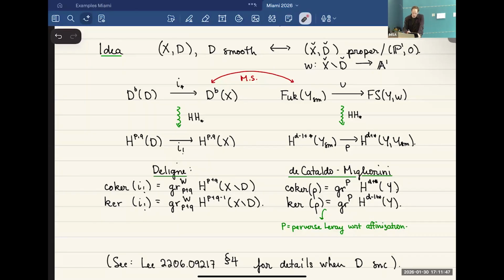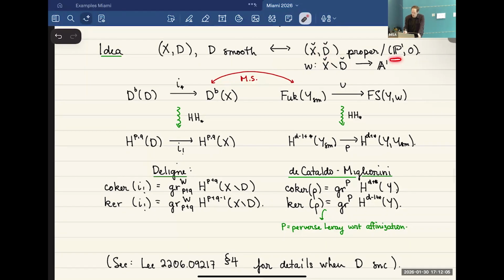If I have, for instance, a Fano variety X and an anti-canonical hypersurface D inside of X, then one expects in a very broad sense that the mirror is going to be a pair consisting of Y and a normal crossings boundary divisor D with a proper map W over A1. So this is fairly general.